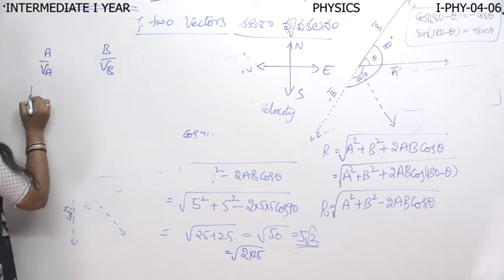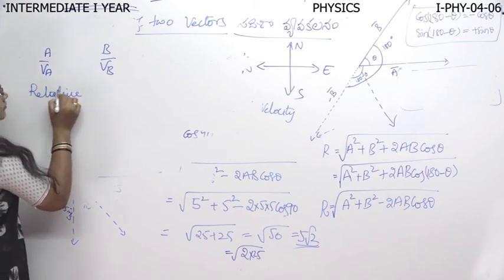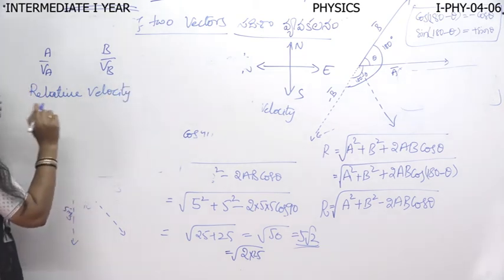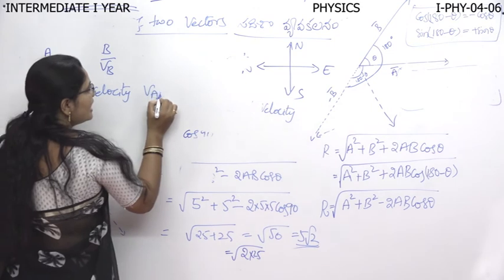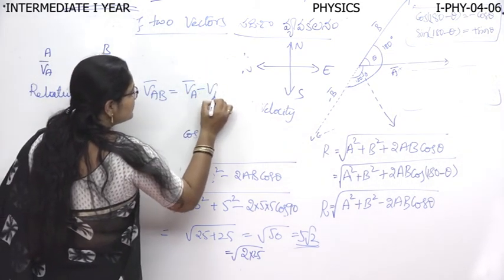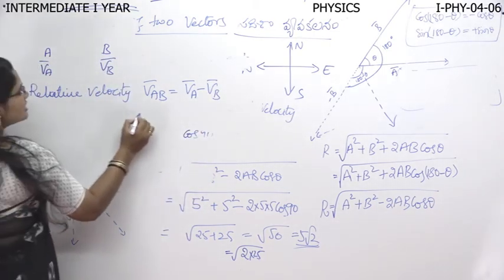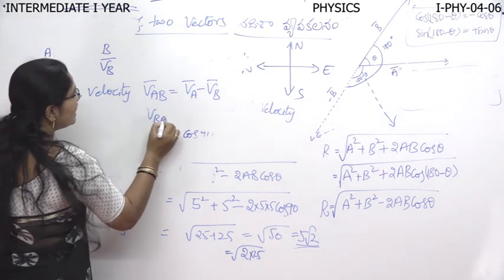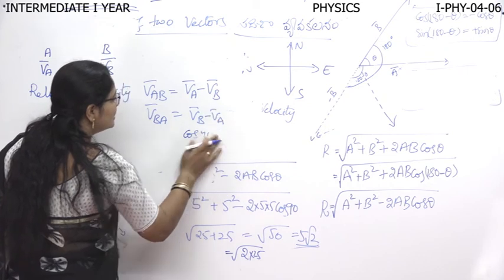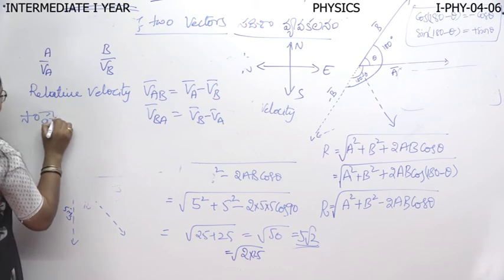Now relative velocity. Relative velocity of a with respect to b is given by VAB. This is nothing but VA minus VB. Similarly, relative velocity of b with respect to a, VBA, is nothing but VB minus VA. Relative velocity ని తెలుగులో సాపేక్ష వేగము అంటారు.